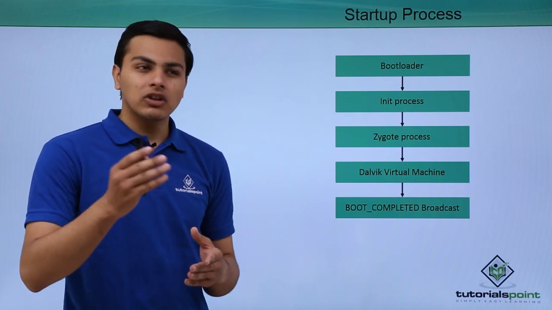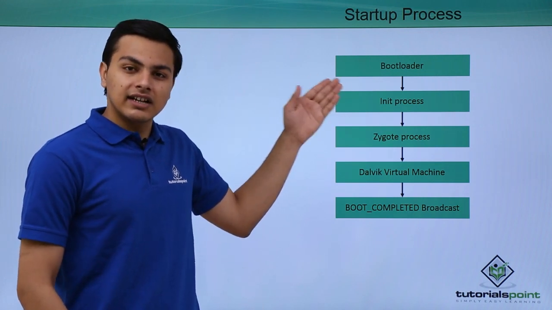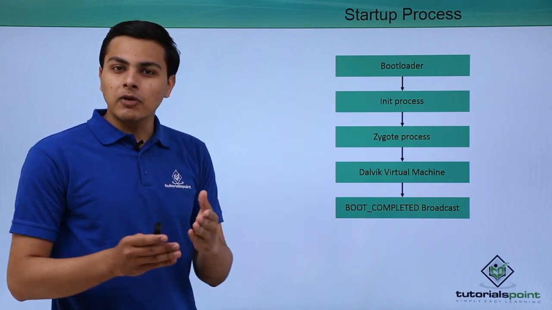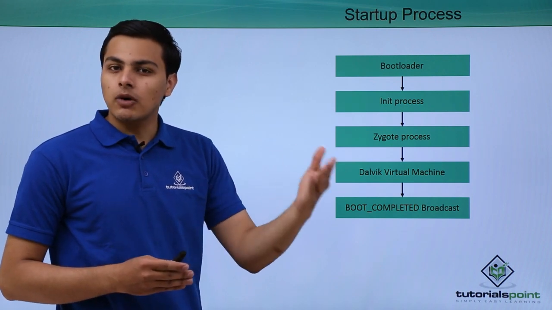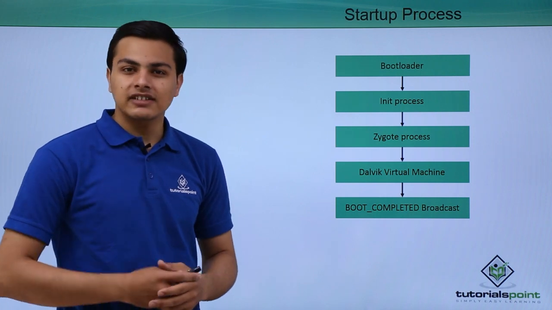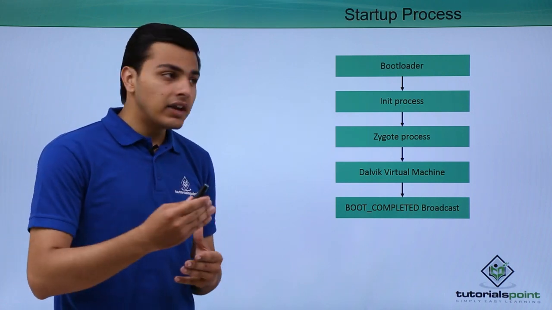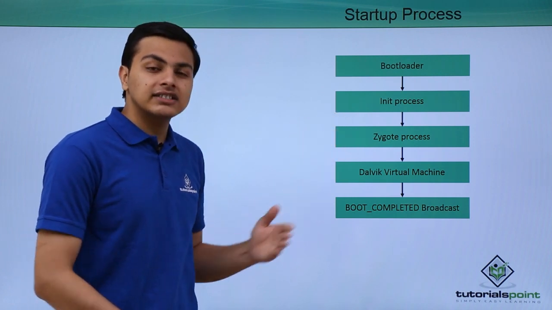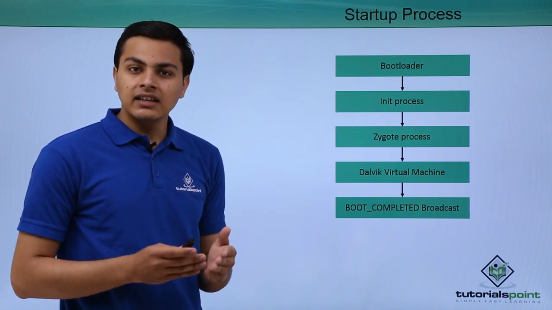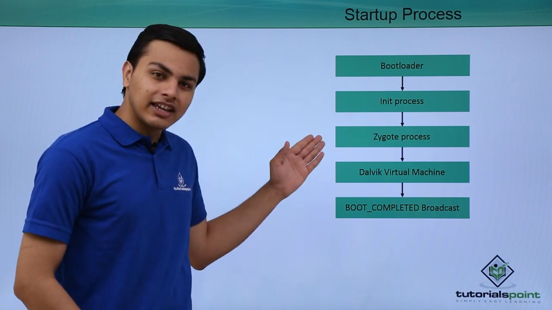Now let me give you a small summary. First of all, our bootloader boots up the kernel, and then it starts the init process. Then the init process loads various additional components and daemons which work in the background of the Android operating system, and there is a file called init.rc from which the init process takes its configuration. Then the init process starts a process called the Zygote process.